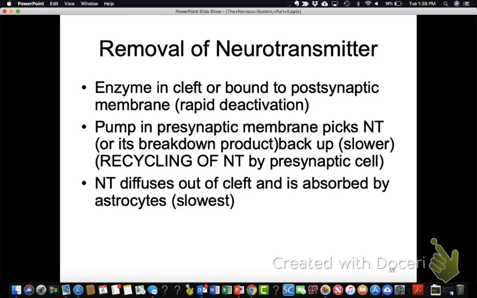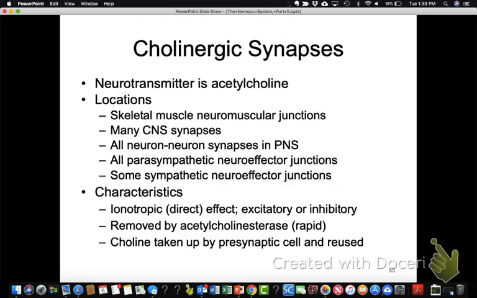And then our third choice is that if nothing else happens, it just diffuses out of the synaptic cleft and it's absorbed by nearby astrocytes. Okay, so we have different kinds of synapses. We're going to introduce them here. We'll come back to them with the autonomic nervous system.